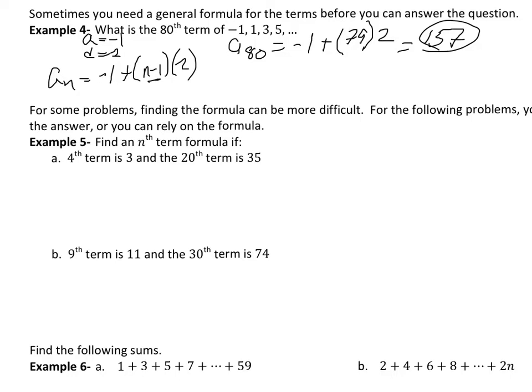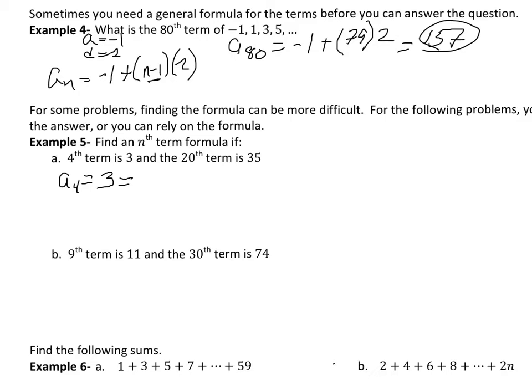All right, now, example 5, and again, I'm going to tell you, Slick loves these types of problems, okay? So they're going to give you two random terms in a sequence, and you have to come up with a formula for it, okay? So let's see how we do. All right, so we have the 4th term is 3, and the 20th term is 35. Okay, so let's think about this for a minute. So I know a sub 4 is 3, okay? So now let's generate a general formula for that.